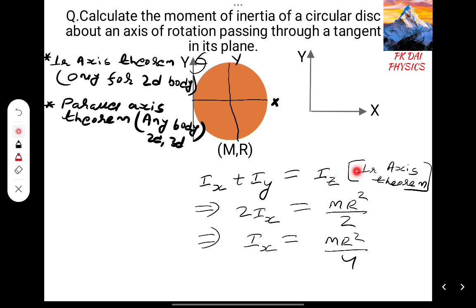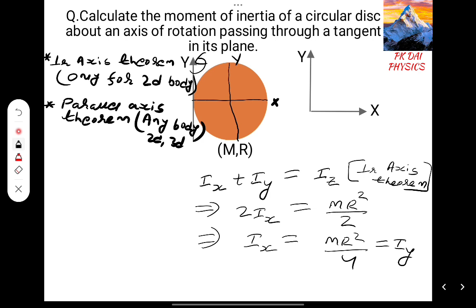Now in this case we have used the perpendicular axis theorem. Now let us use the parallel axis theorem in order to find the moment of inertia about this axis. You can clearly see this line, which is the y-axis, meaning a diameter, and our main motto is to find the moment of inertia about this axis. These two lines are parallel to each other. So clearly Ix is equal to Iy, the moment of inertia about the y-axis.